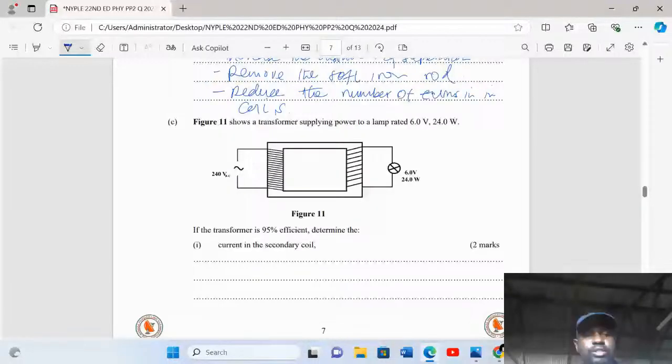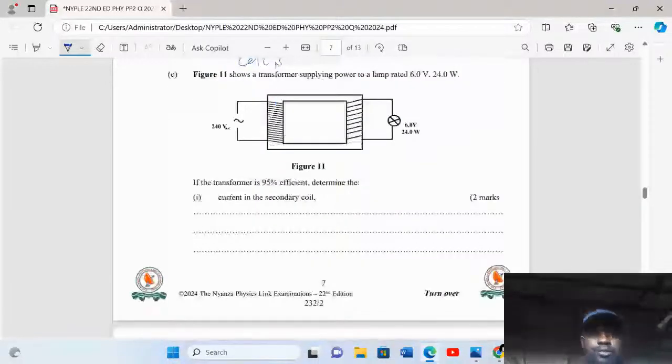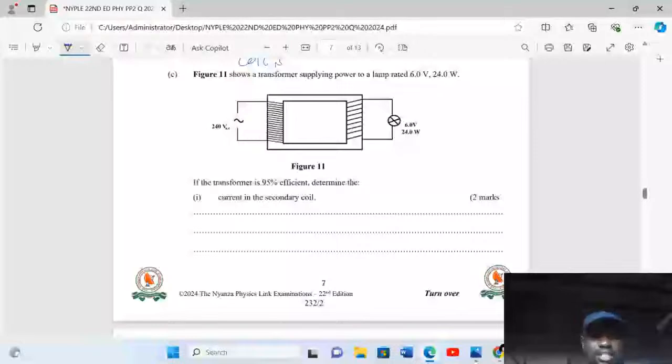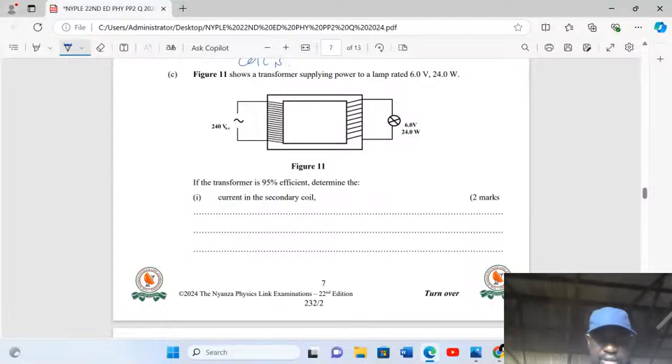Then part C, we are being given a transformer which is supplying power to a lamp rated at 6 volts, 24 watts. Then you are asked, if the transformer is 95% efficient, determine the current in the secondary coil.